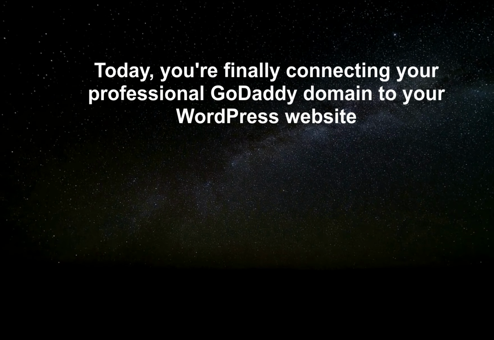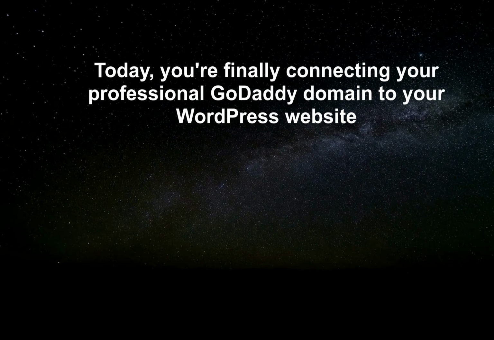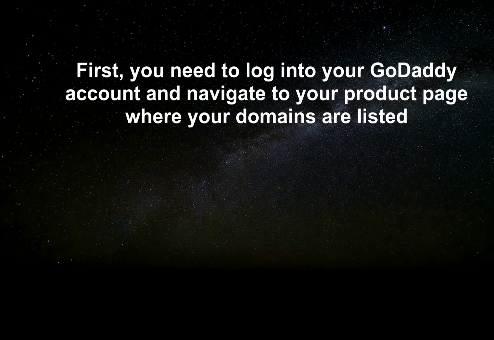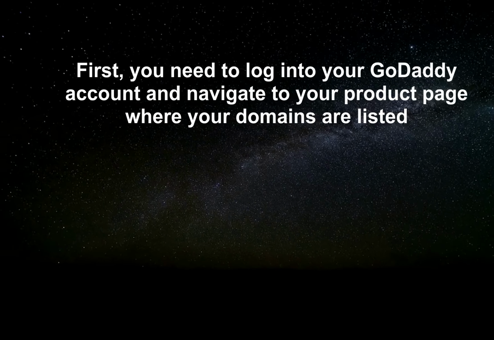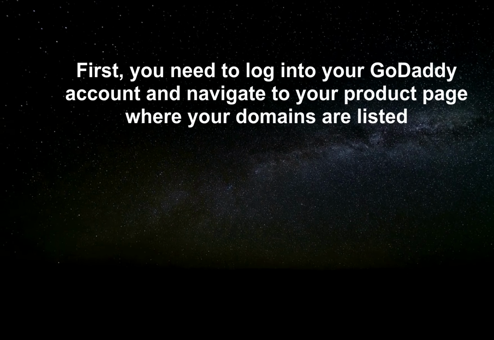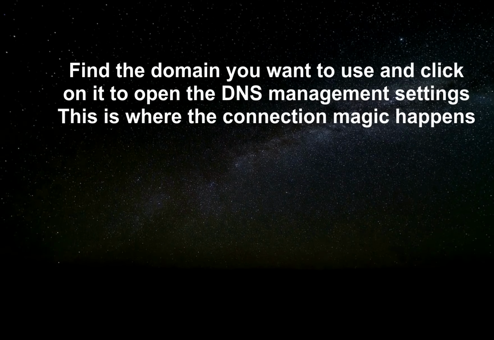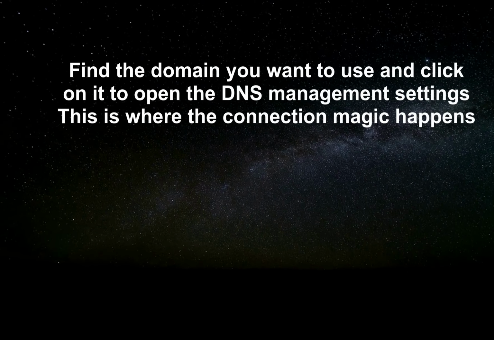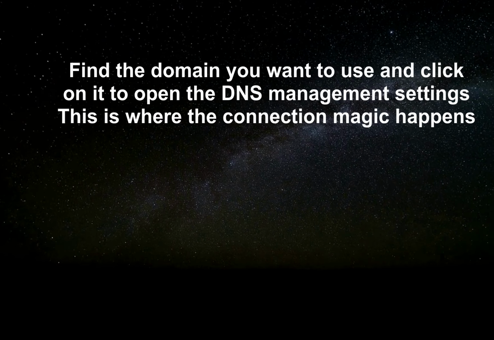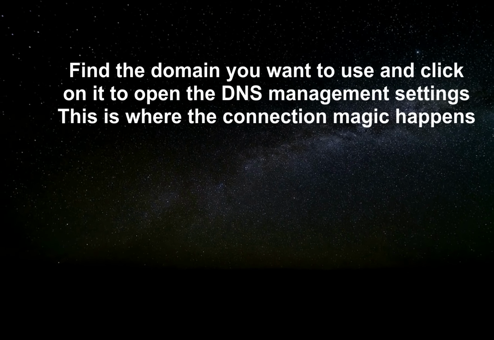Today, you're finally connecting your professional GoDaddy domain to your WordPress website. First, you need to log into your GoDaddy account and navigate to your product page where your domains are listed. Find the domain you want to use and click on it to open the DNS management settings. This is where the connection magic happens.